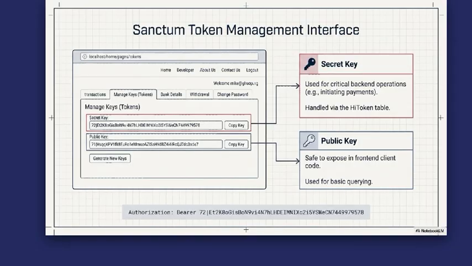Which brings us to Sanctum API tokens. This is the zero-friction layer for automated clients, but it requires an entirely different cryptographic approach. Right. The slide shows a Sanctum token management interface utilizing long-lived secret and public key pairs passed in the HTTP headers. It specifies authorization, bearer followed by the key. Yep. And it explicitly separates the roles of these keys. The secret key handles critical backend operations like actually initiating a payment, and that's managed in a high token table. The public key is safe for the front-end client code and is only used for basic operations.